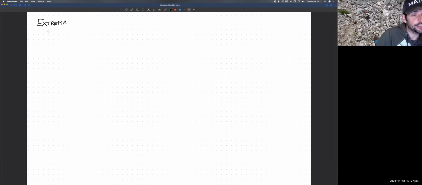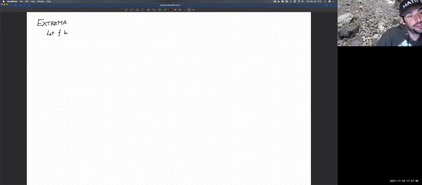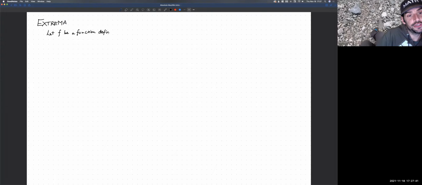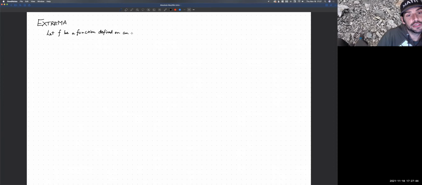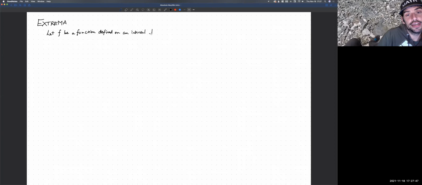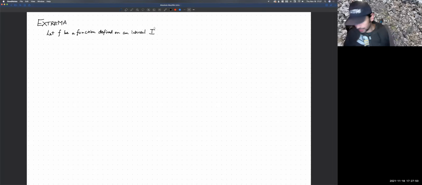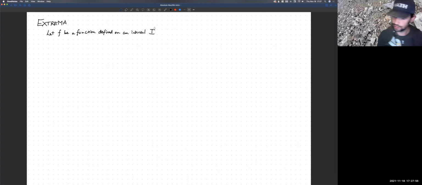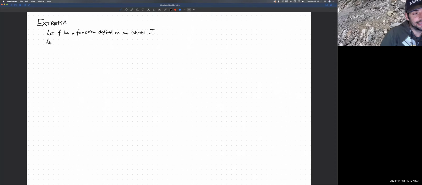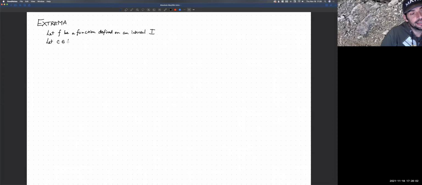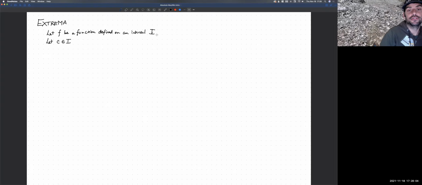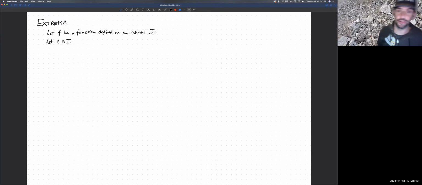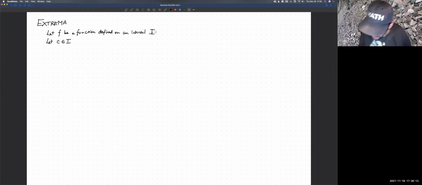So we'll start with a function f. Let f be a function defined on an interval that I'll call I. It might be the whole real line. Really, it could be some collection of intervals, but it's simple enough to just think of one. And let C be a number in the interval I. So that just means C is in the set I. So I is some portion of the real line, all these values.